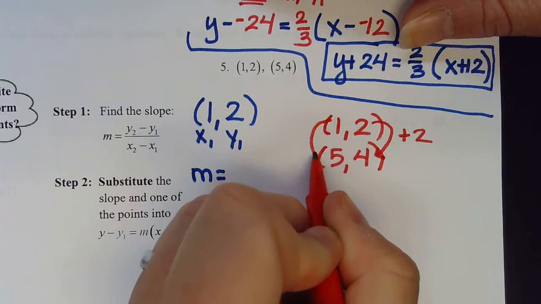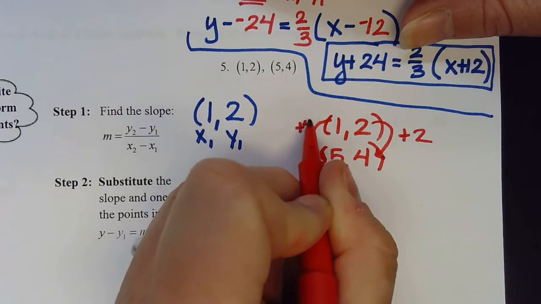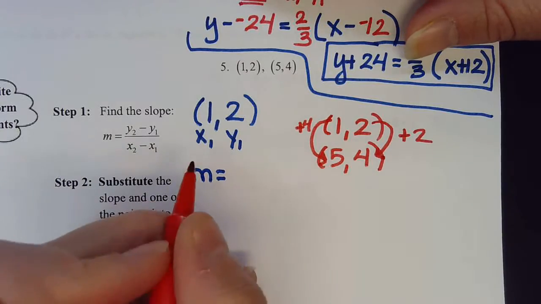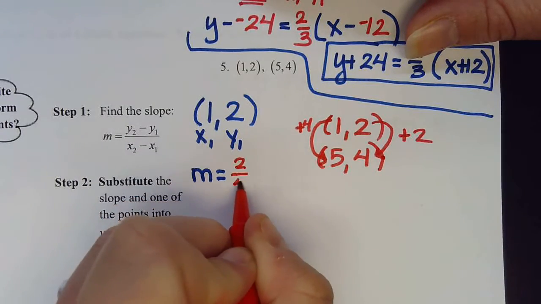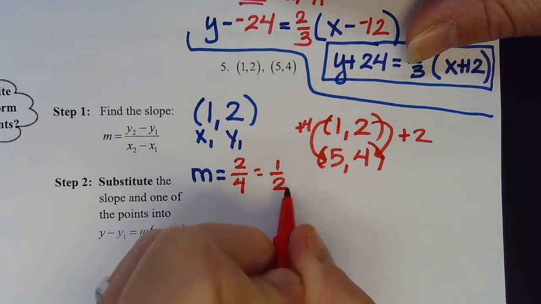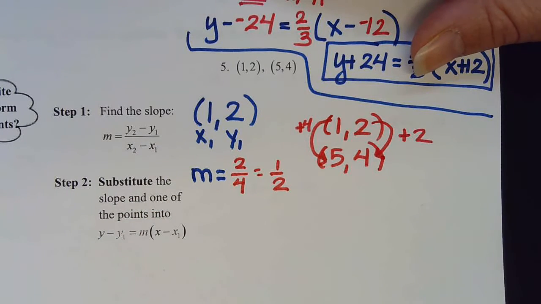How do I get from 1 to 5? Plus 4. So when you write your slope, you do right over left. So I do 2 over 4, which reduces to 1/2. Oh, never mind. Are you sure?